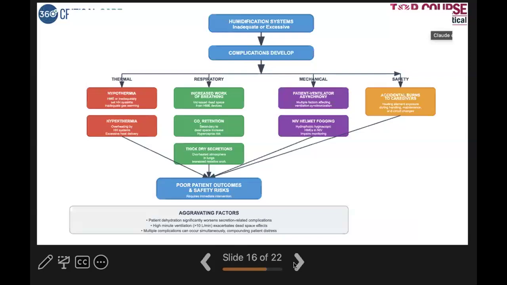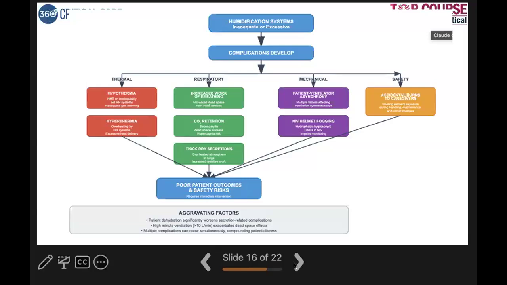So the common complications which we see are related to thermal. One is when the patient is having hypothermia, there is excessive chances of condensation, which will worsen the situation. If there is hyperthermia, again, it is going to make the secretions even thicker, because that is how the relative humidity is going to function inversely. And when the patient is having increased work of breathing, then increased dead space ventilation with the HME devices could happen. So try to avoid that. When the patient is having carbon dioxide retention, avoid HME. When the patient is having thick dry secretions, avoid HME.